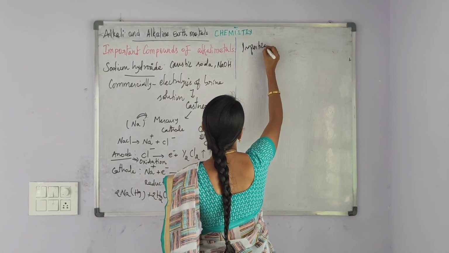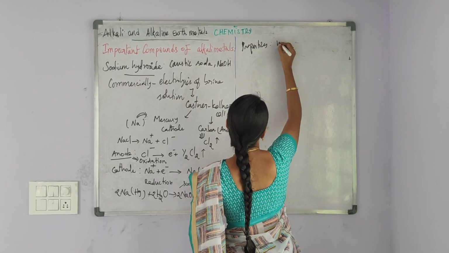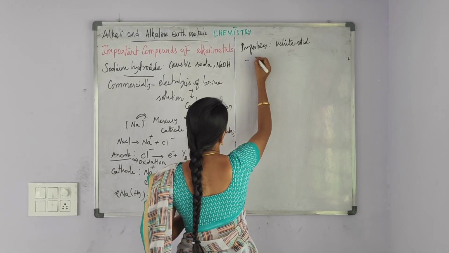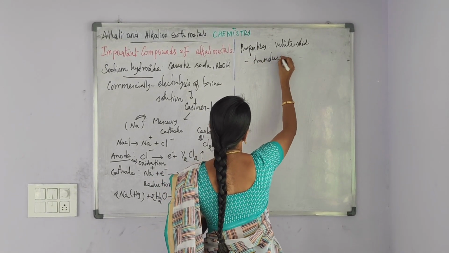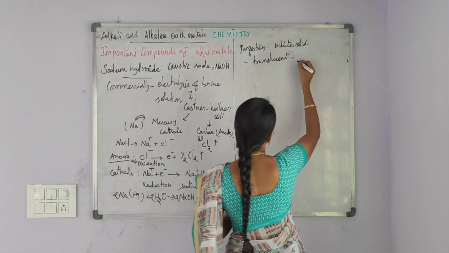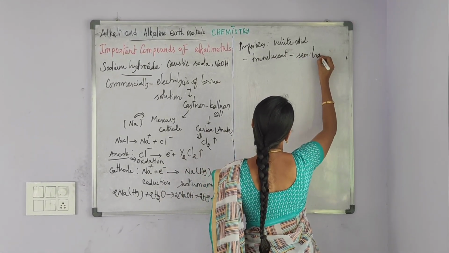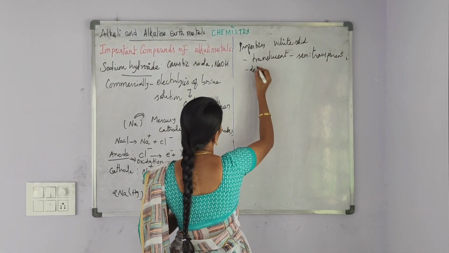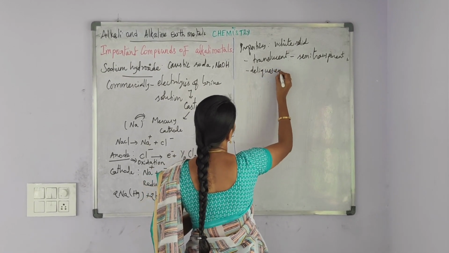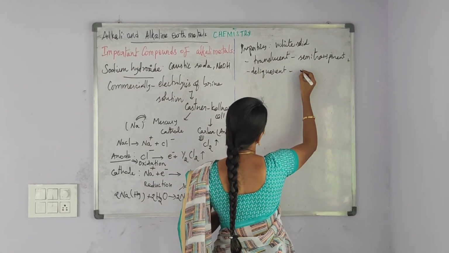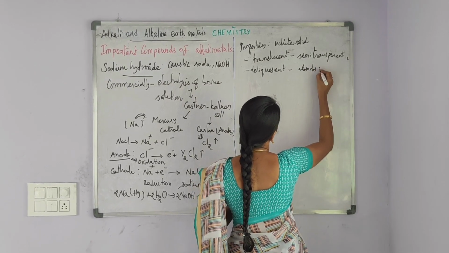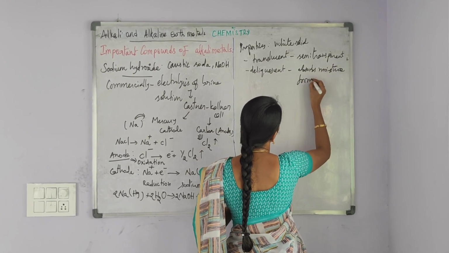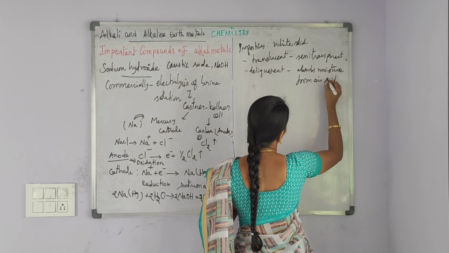And then, properties. Sodium hydroxide is a white solid. It possesses a translucent nature. Translucent means semi-transparent. And it possesses a deliquescent nature. Deliquescent means it absorbs moisture from air and gets dissolved.